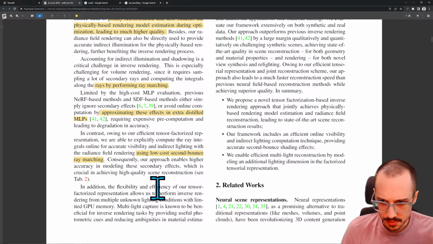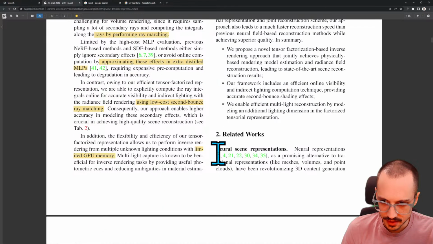In addition, the flexibility and efficiency of our tensor allows us to perform inverse rendering from multiple unknown lighting conditions with limited GPU memory. We don't know what limited GPU memory means. It could still be prohibitively expensive and impossible for someone to do in their house on their GPU.